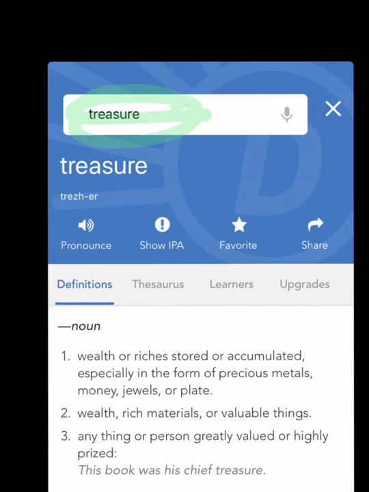So, it's a noun. It means wealth or riches stored in the form of precious metals, money, jewels, or plate. It's also wealth, rich materials, or valuable things.